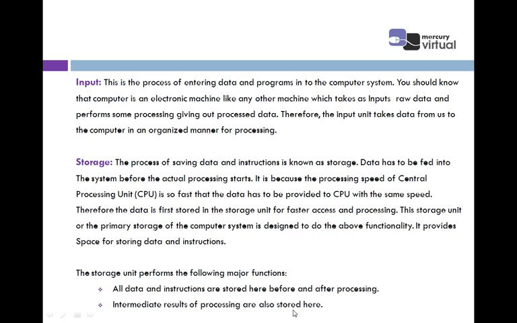Intermediate results means, let's say for example, the BODMAS formula, means first of all the bracket is open, then division, then multiplication. So there are some intermediate results that are also stored in the memory unit. Now let's see processing.